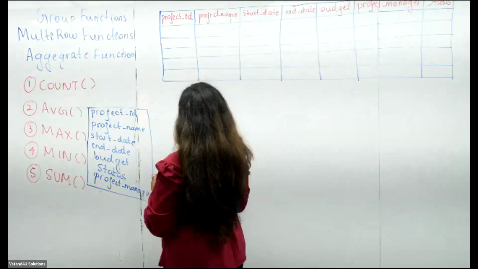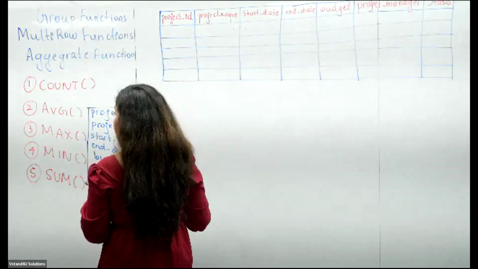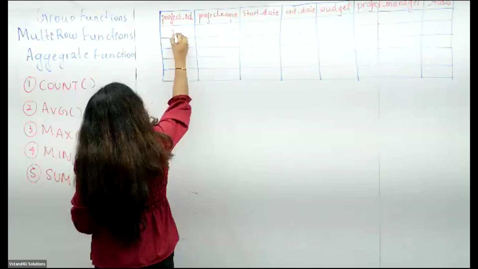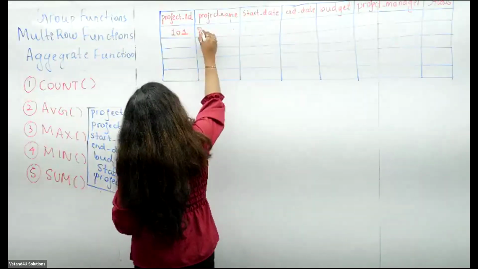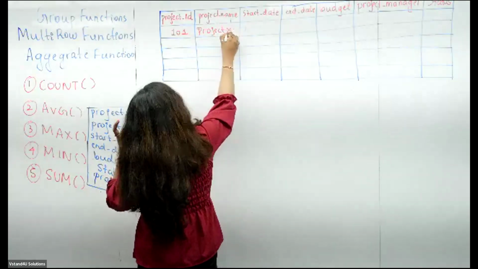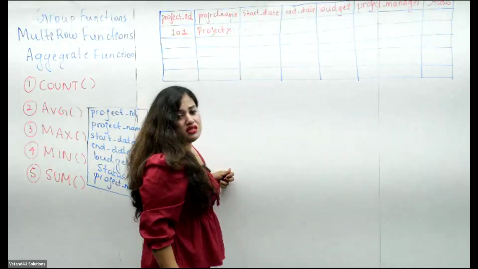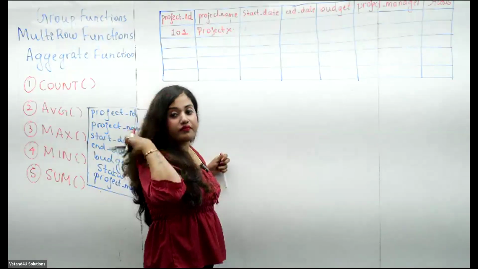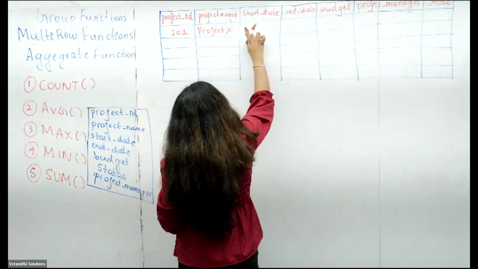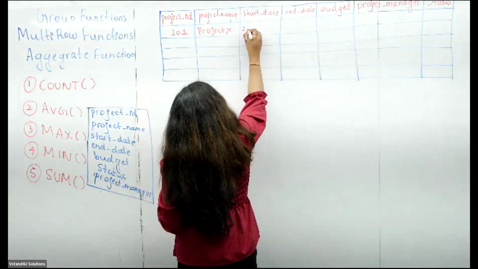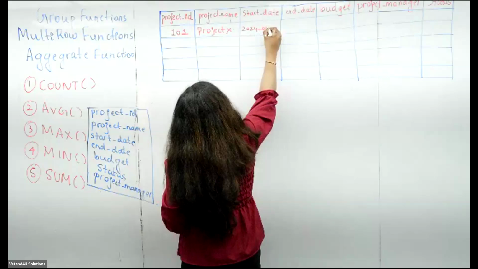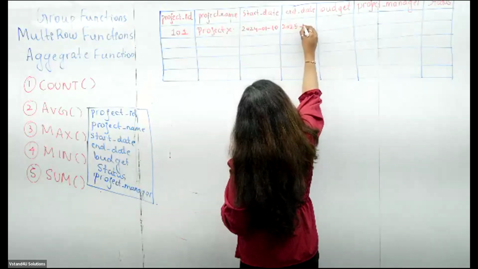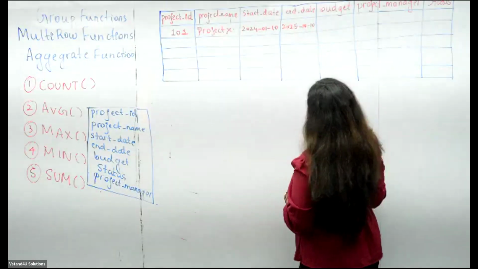Yeah, tell me the project ID. 101. Okay. Project name. Let me take it as Project X. Start date. 2024 01 10. Yeah, end date. 2025 10 10. Budget.